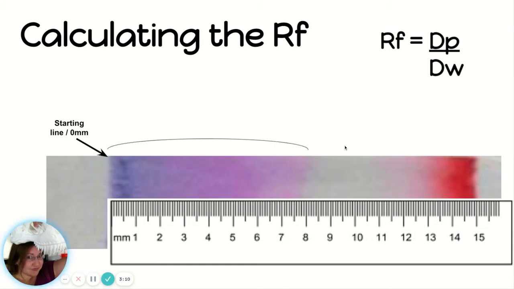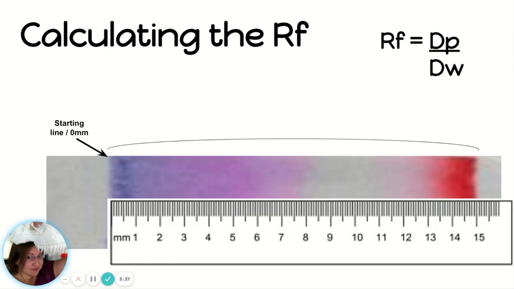If we look at our pink color, it stops here at about 8 centimeters. So that will be 8 centimeters, the DP, divided by 15 centimeters, which is the DW in our equation. And our last one is going to be red. So it goes from 0 all the way up here to 15. So this will be 15 centimeters divided by 15 centimeters. So that one is going to equal 1.